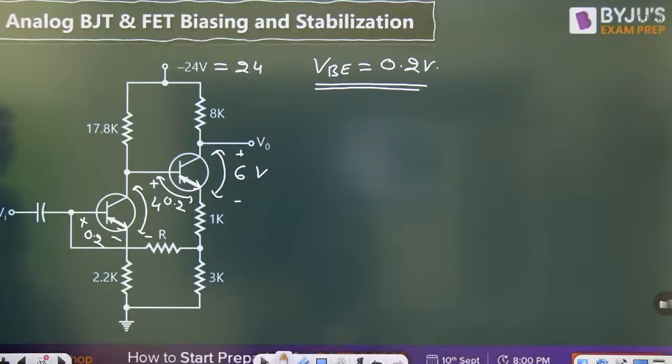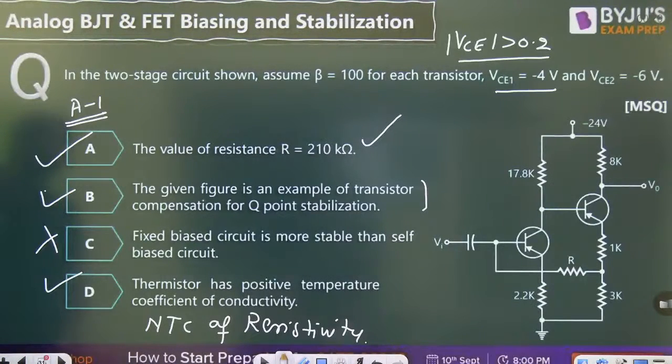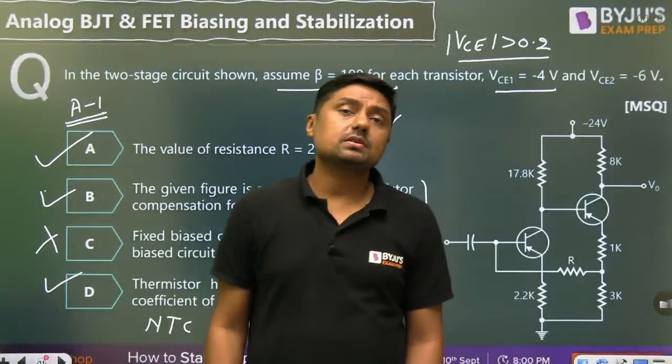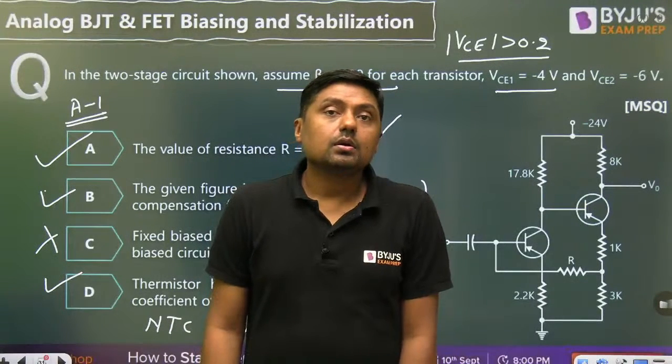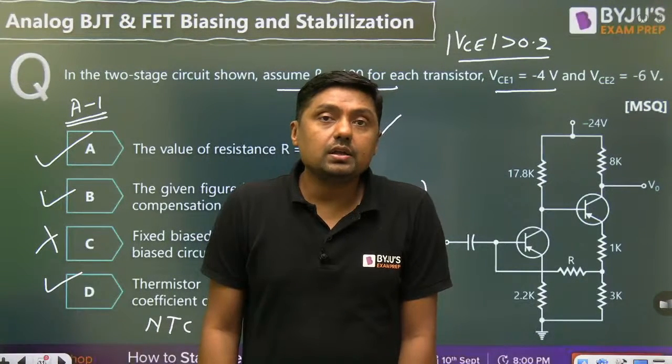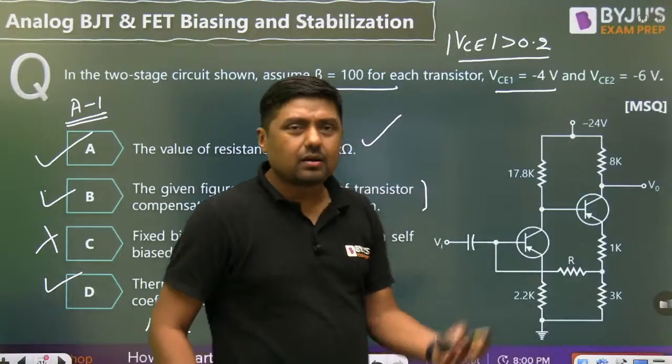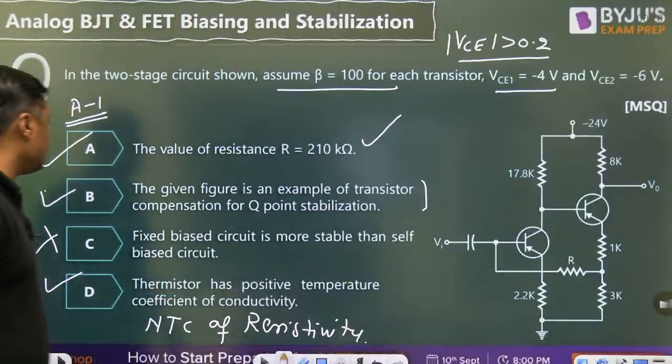And use the approximation that beta is very, very large. When beta is very large, you can neglect the base current. Yes, both are in active. Now I have already solved it, and I'm going to give you the answer.